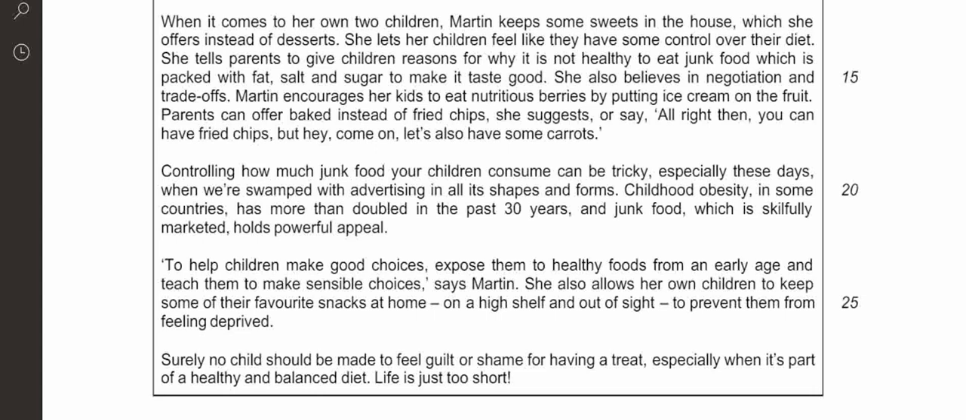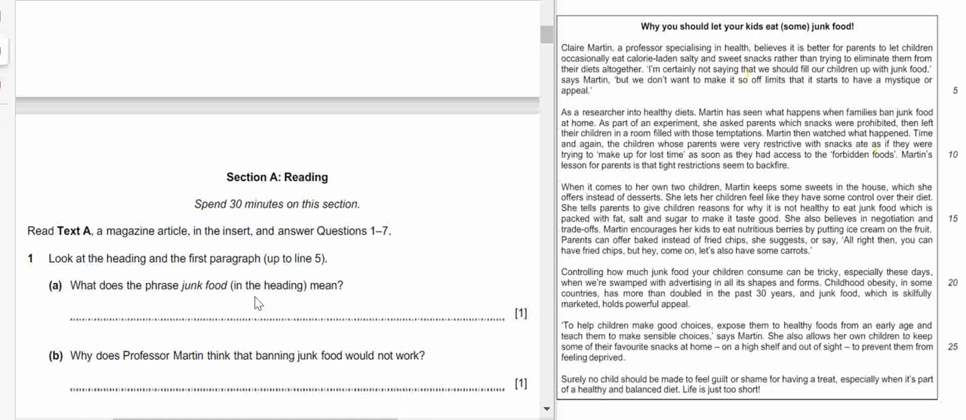Alright, we're done with reading. Now we go to the first question. Question number 1: look at the heading and first paragraph up to line 5. 1a. What does the phrase junk food in the heading mean? You are given 10 seconds from now.